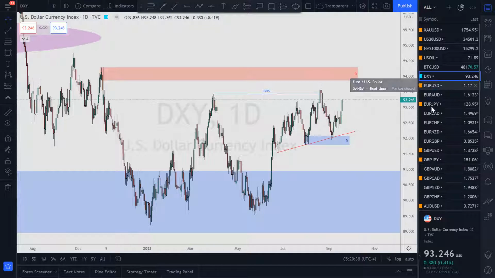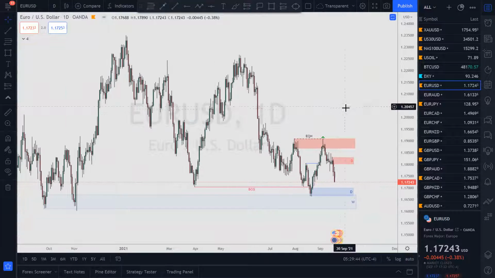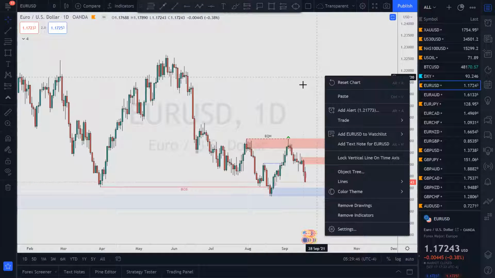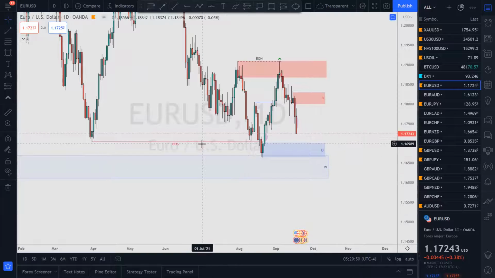All right, let's go to the next pair, Euro USD. What do we see? I see a break of structure. I'm not talking about this one. This is significant. A break of structure to the downside, and what we would look for is a return to the impulse. This impulsing order block is where we return to.